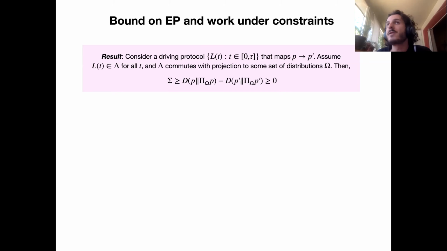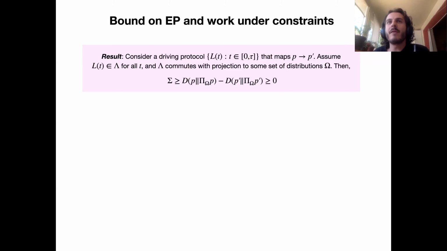So let's say that we have some driving protocol that transforms our system of interest from initial distribution P to final distribution P prime. And we make the following assumption, or we place the following restriction, that the dynamical operators, all we know is that they stay within lambda for all t. So this is a constrained driving protocol, constrained by the set of dynamical operators lambda. And we know that lambda commutes with the projection to some set of distributions omega in the sense that I just described in the last figure.